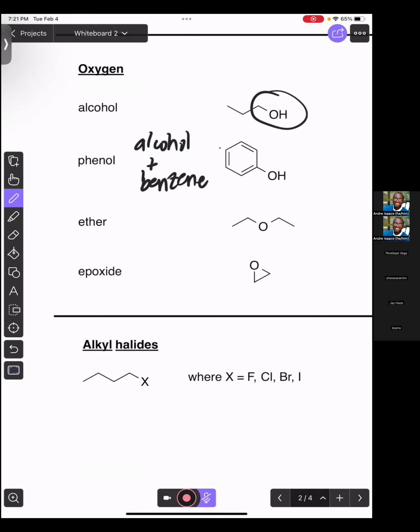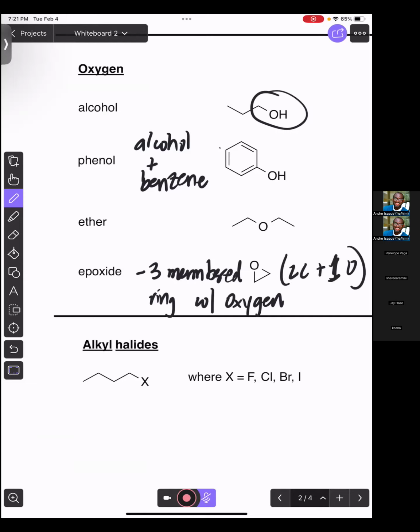All right, next we have an epoxide. This is just a 3-membered ring. So it has to be a 3-membered ring with an oxygen. Okay, so if you have a 3-membered ring with an oxygen, 2 carbons and an oxygen, that is an epoxide. So 2 C's plus 1 O. Right? That gives you an epoxide.